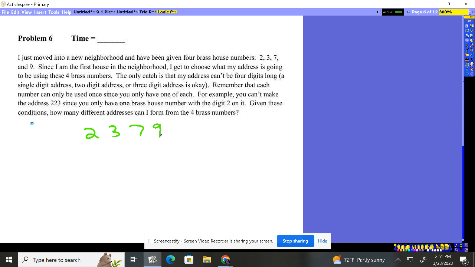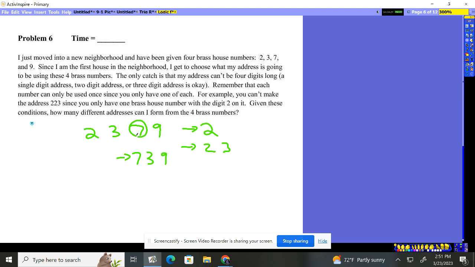It can be a single digit address, a 2-digit address, or 3 digits. There's no 4 digits in the neighborhood. So I could have an address of 2 Hickam Way. Maybe I make it 23 Hickam Way, or maybe it's 739 Hickam Way. So what you should do is go through and think, how many single digit addresses could he have? How many 2-digit? And then how many 3-digit could you have?